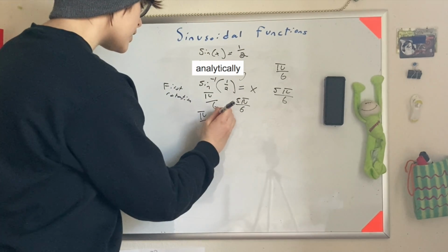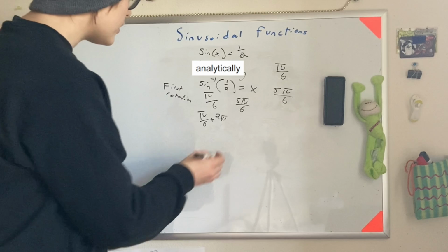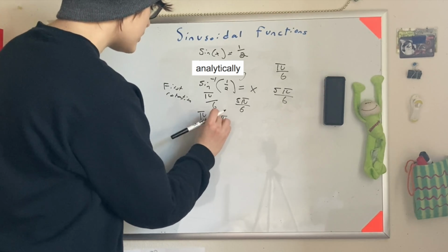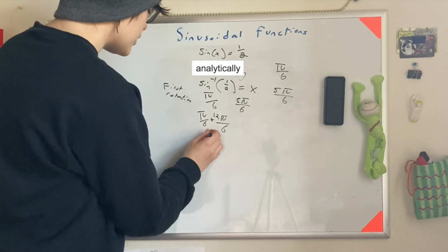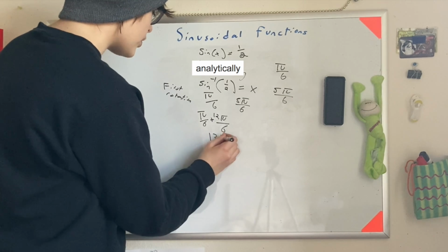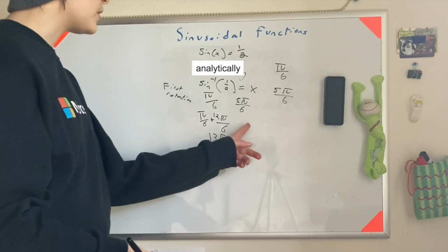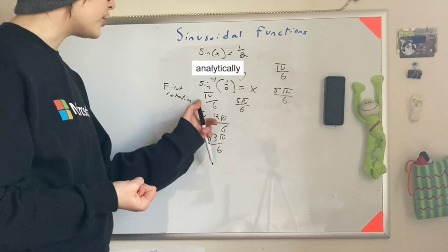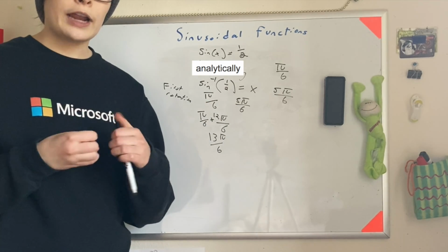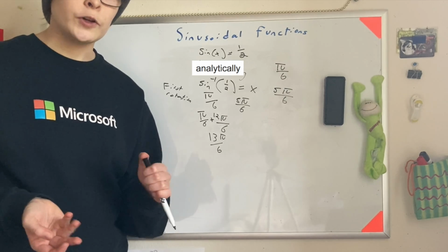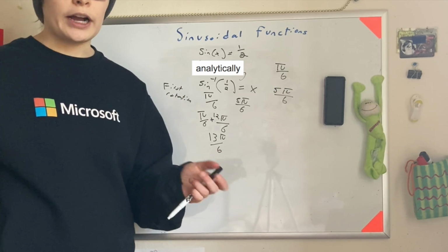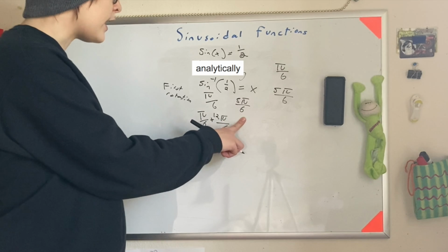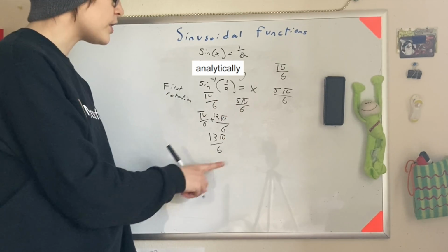We would do pi over 6 plus 2 pi. And if we wanted to have it over 6, that would be 12 pi over 6. And so now we have another answer, which is 13 pi over 6. We would do the same for 5 pi over 6. So what you would do is continue adding periods to your two preliminary answers until you have gone out of bounds of the domain that they've set for you, such as between 0 and 4 pi. The key thing is to get all of the answers from the first rotation first and then start adding.